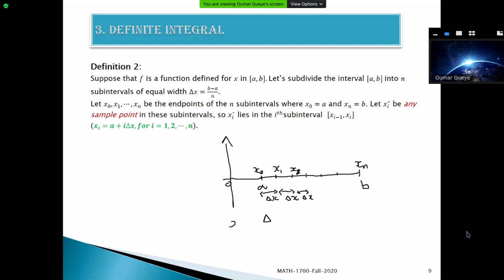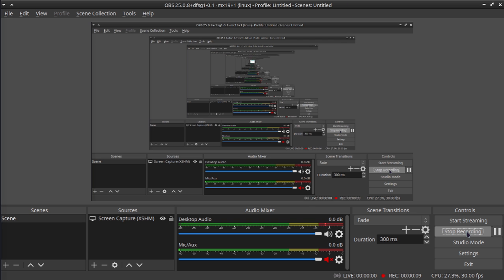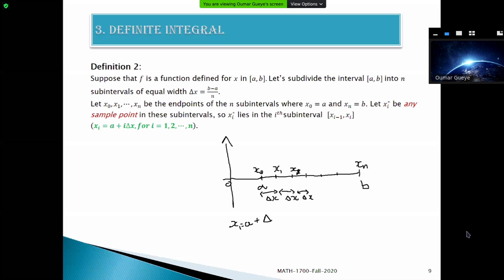If you want to calculate x1, it is going to be a plus delta x, and you will get your x1. You can see it from the picture. If you take a, this is your a, this distance up to here. And if you calculate a plus delta x, that is going to be x1.